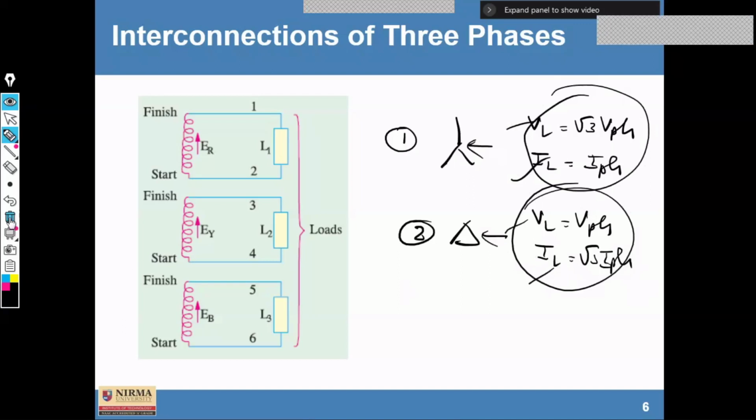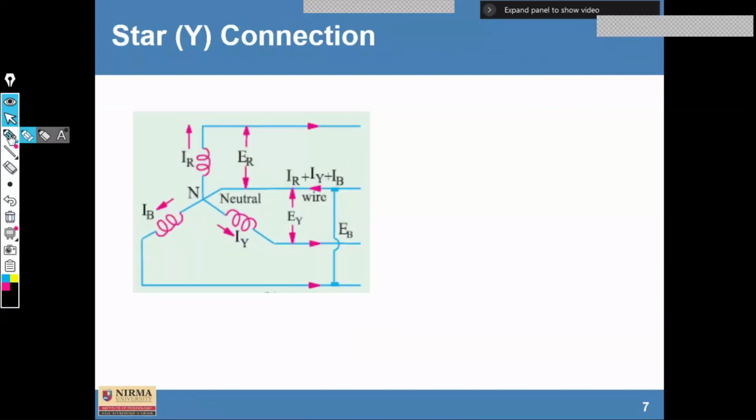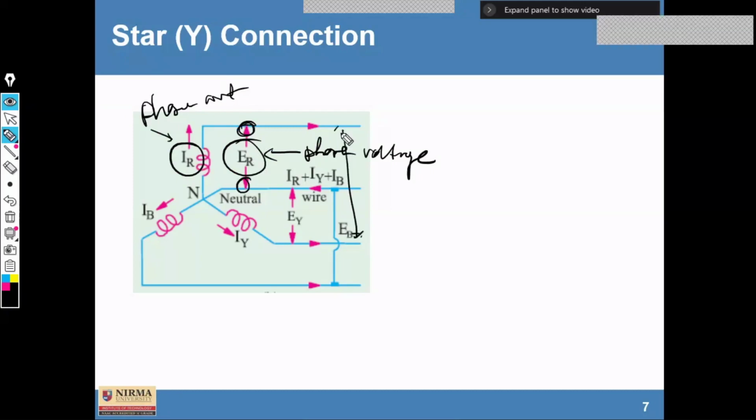Based on the connections, this is a star connection where ER is your phase voltage, and IR is flowing through this load. It may be an inductor, a resistor, or a capacitor. So this is your phase current. This voltage is always between neutral and your line, and line voltage is represented like this.